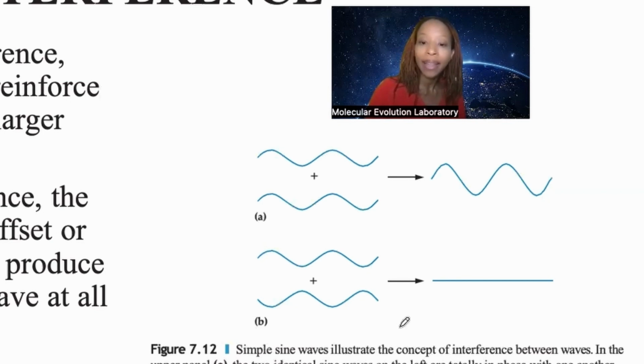In the lower panel, B, the two waves are out of phase. So one up, one down, one up. Combining these waves will result in destructive interference, where the two waves effectively cancel one another and result in a flat line.